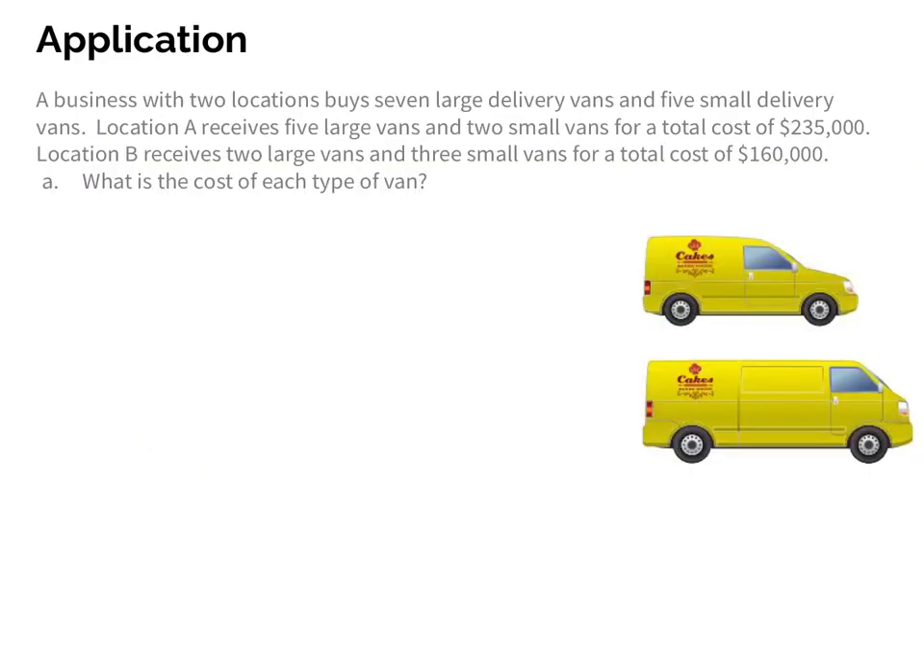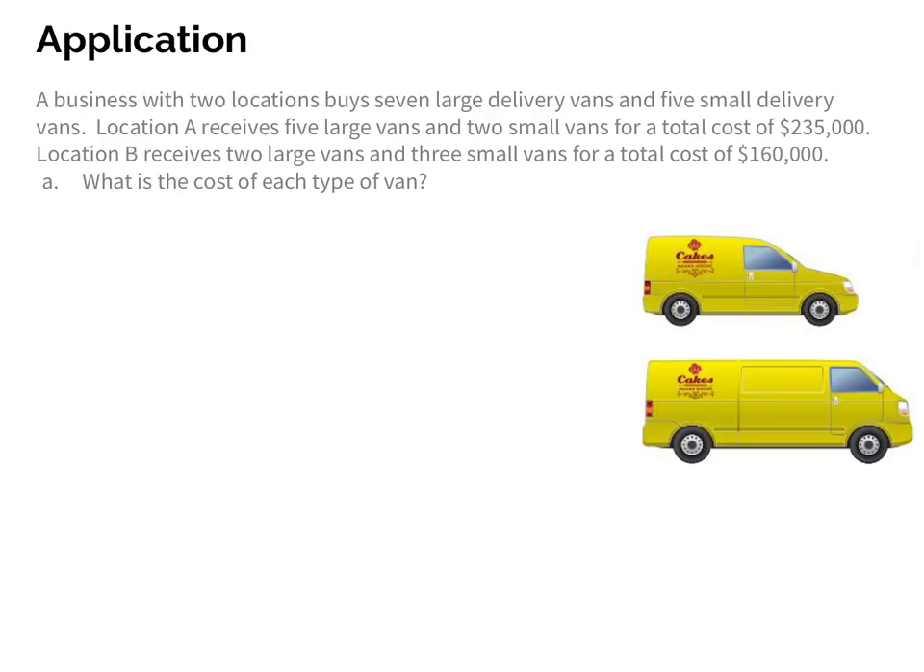Another one of these dreaded word problems. Now we have large vans and small vans. A business with 2 locations buys 7 large delivery vans and 5 small delivery vans. Location A receives 5 large vans and 2 small vans for a cost of $235,000. Location B receives 2 large vans and 3 small vans for a cost of $160,000. I want to know what's the cost of each van.